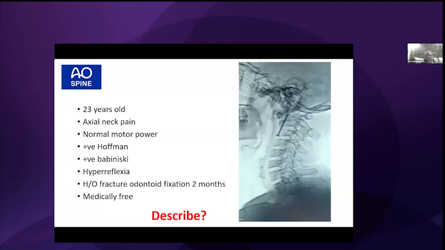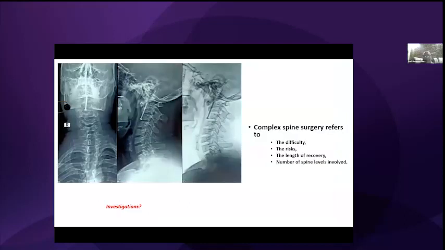And this is our case. This is a 23 years old male, presented with axial neck pain, normal motor power, positive Hoffman, positive Babinski, hyperreflexia. So there are signs of cord compression, with history of fracture odontoid fixation 2 months ago, and he is medically free. To describe these X-rays, we can see that the patient has a malpositioned odontoid screw.